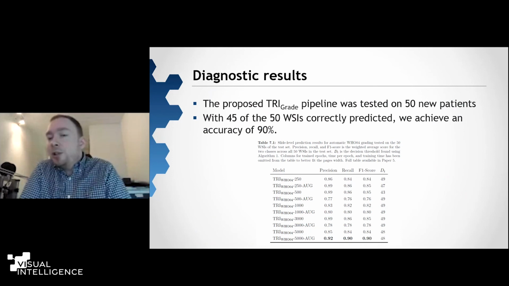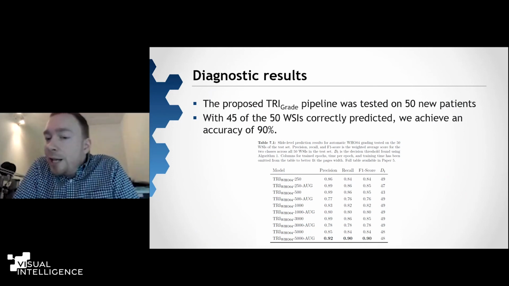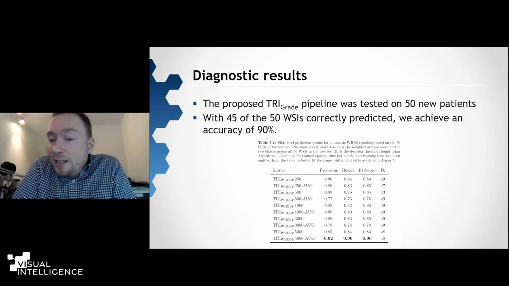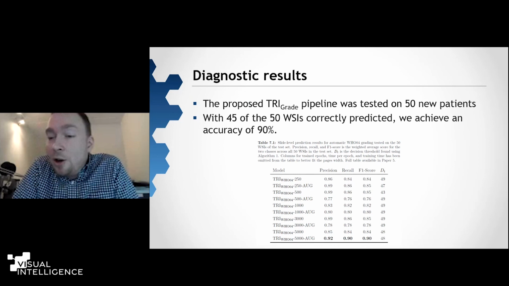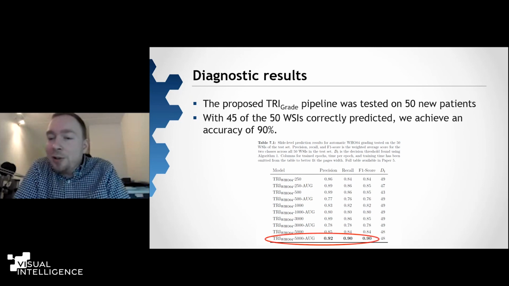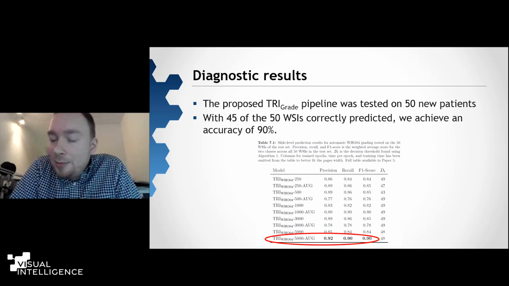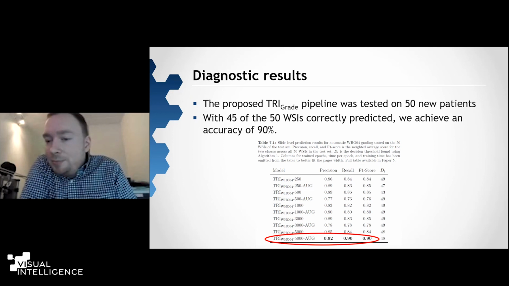Here are the main results for the TRI-GRADE method. Each of the trained models was evaluated on the 50 slides in the test set, and then the predicted grade was compared with the pathologist grading on the slide. The best model was the one trained on the largest training dataset. It correctly graded 45 out of the 50 slides in the test set, achieving a score of 90%.